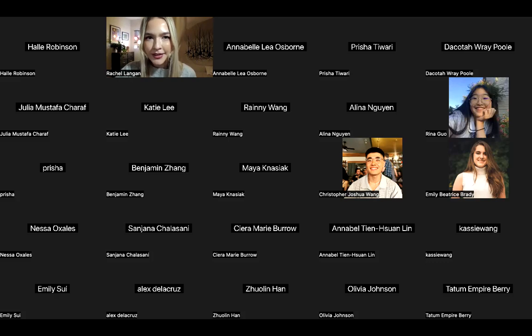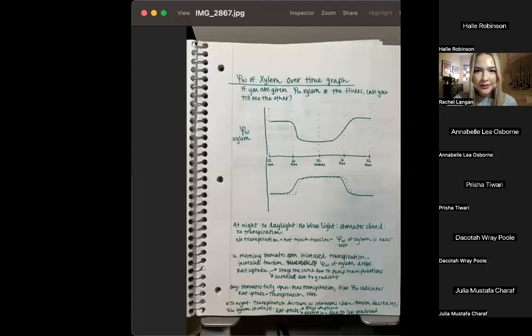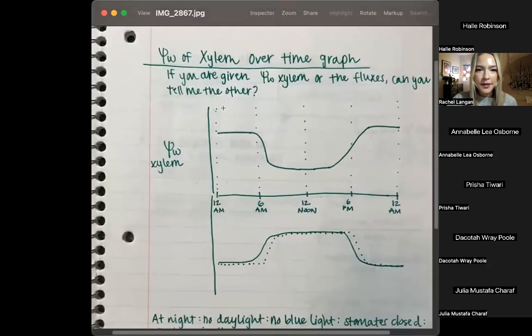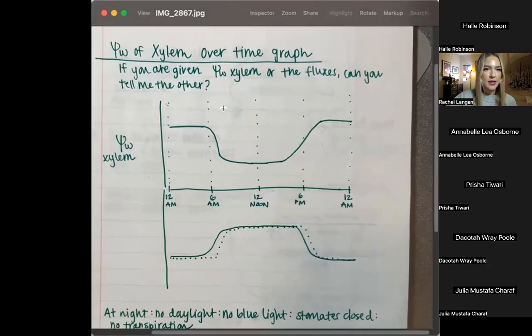Okay, dun dun dun. Everyone's favorite graph. So you should know the water potential of xylem over time graph along with the fluxes. If I give you how the water potential of xylem is changing over time, maybe through a day, maybe across many days, if I give you this curve, can you tell me what the fluxes are going to look like? And so that's what I drew here.